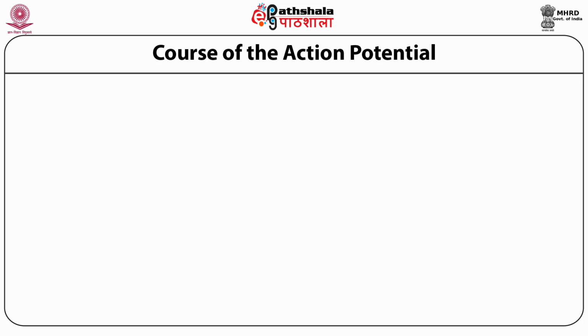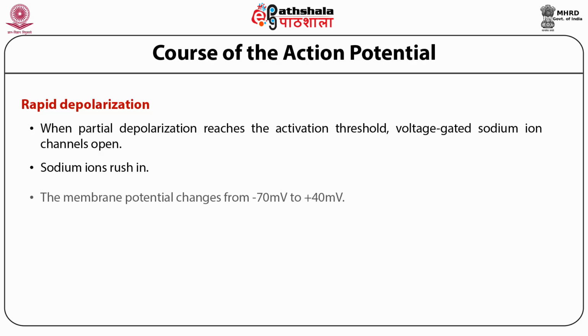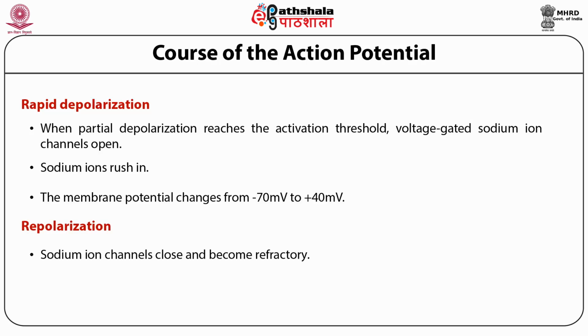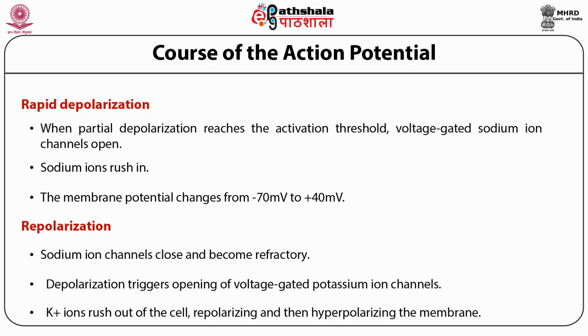Course of the action potential. The first is rapid depolarization. When partial depolarization reaches the activation threshold, voltage-gated sodium channels open and sodium ions rush in. The membrane potential reaches plus 40 millivolts from minus 70 millivolts. Then repolarization. Sodium channels close and become refractory. Depolarization triggers opening of voltage-gated potassium channels. Potassium ions rush out of the cell, repolarizing and then hyperpolarizing the membrane. The undershoot you saw was hyperpolarization.